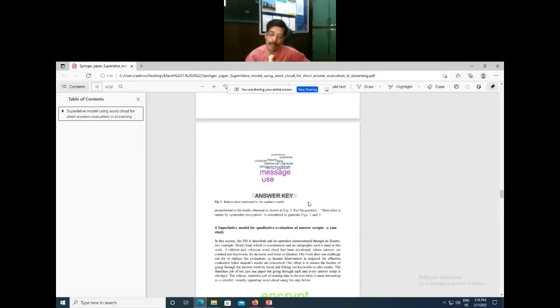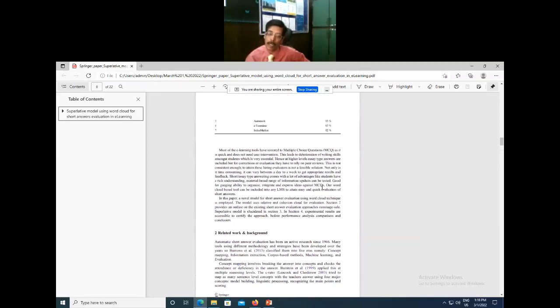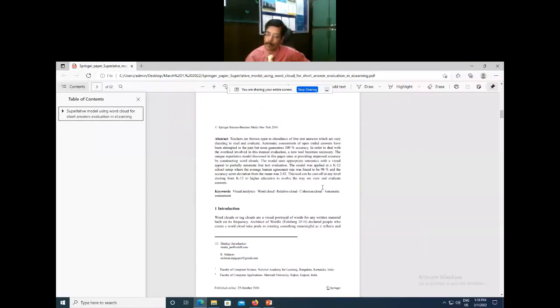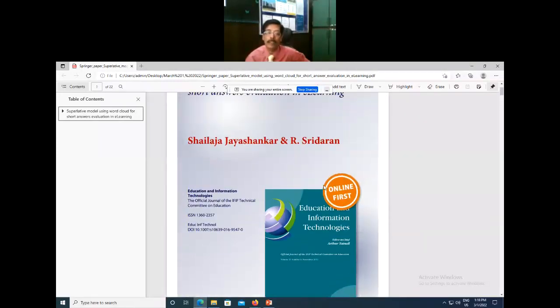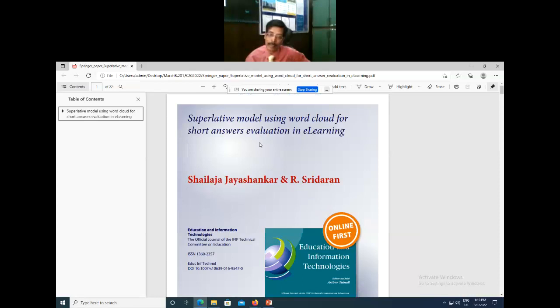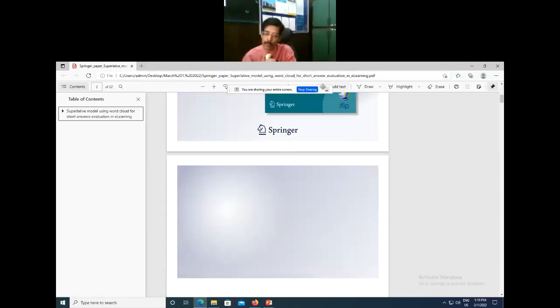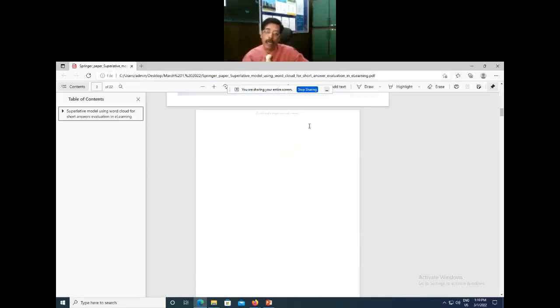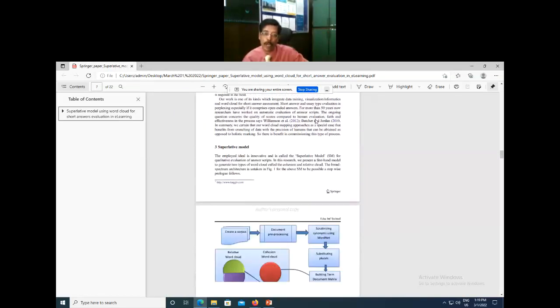I'm sorry. This is not a survey. This is a concrete paper. So you won't get a schematic diagram here. This is a solution. What solution has been given? A superlative model using word cloud for short answer evaluation in e-learning. This work I'm taking here to implement in Marwar University as of now. So this work is a concrete work, meaning your explanation should be more on comparison of results using the formula.